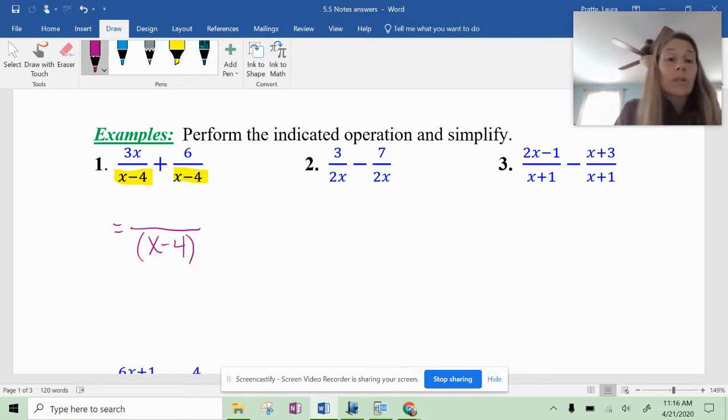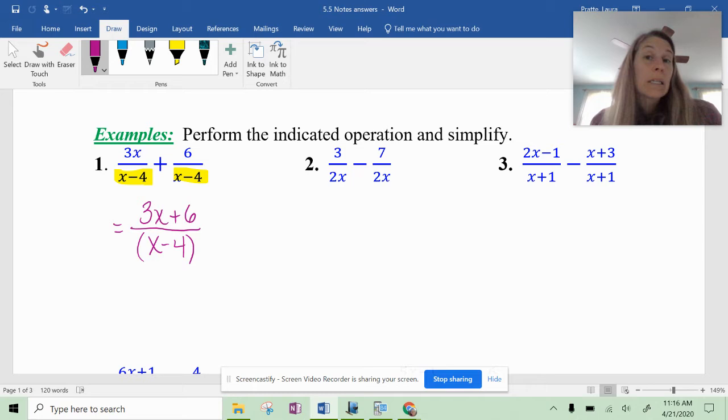and now you can just sum up the top. So you're just going to do 3x plus 6. Okay, so now sometimes you might be done at that point, sometimes you might not be, it really depends. Now this brings us back to the beginning of yesterday's lesson where we had to simplify the rational expression. So if there's anything that can be factored or canceled, then we still have to do that.